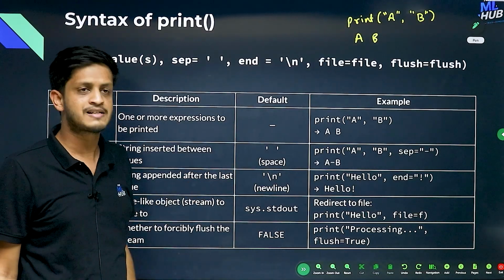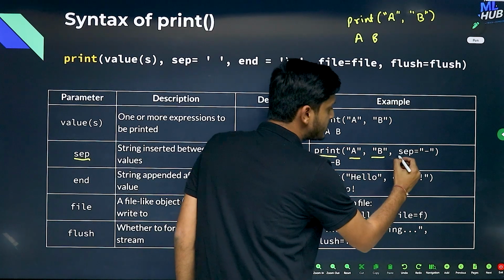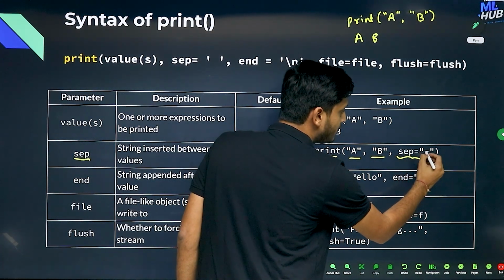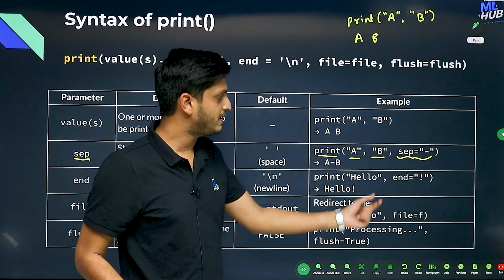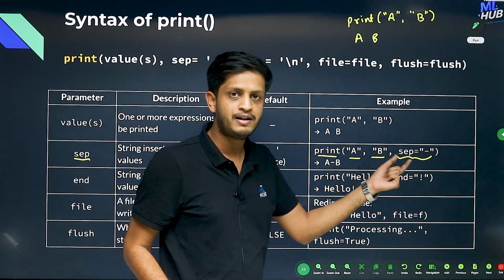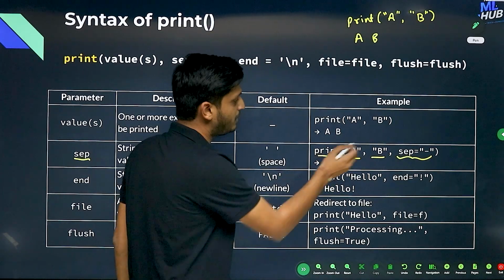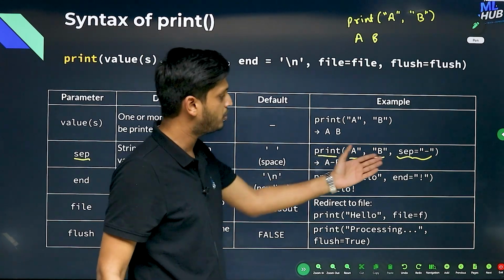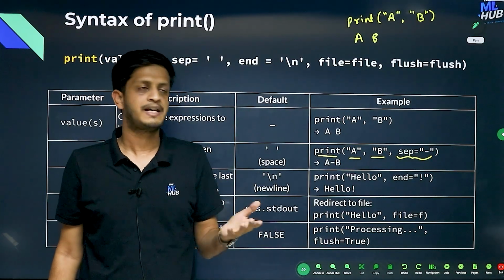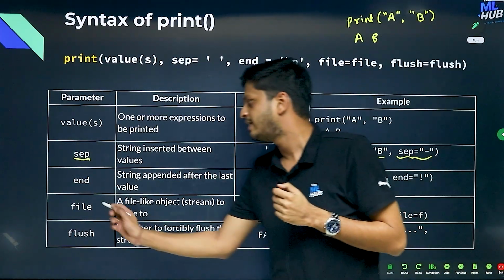But if you want something else as the separator, like this, you are doing print A and B and you are mentioning that the separator is sep equal to the string hyphen. You are saying that the separator is the string hyphen. So all the values will be printed, but the separator will not be space now, it will be the hyphen. So A hyphen B will be printed. If you have added more, there will be a hyphen between all of them. So instead of space as the default separator, if you want something else, you can use the sep argument.